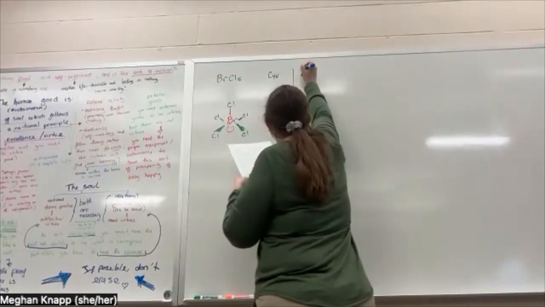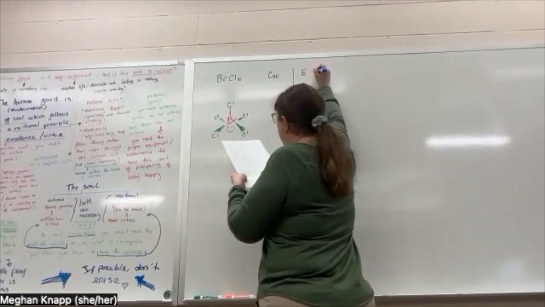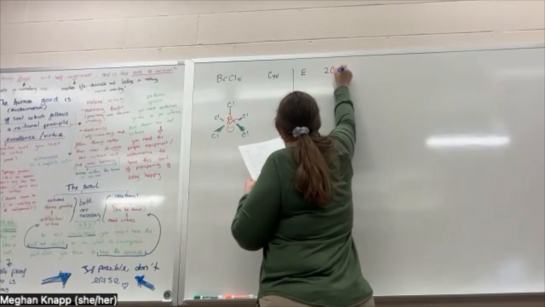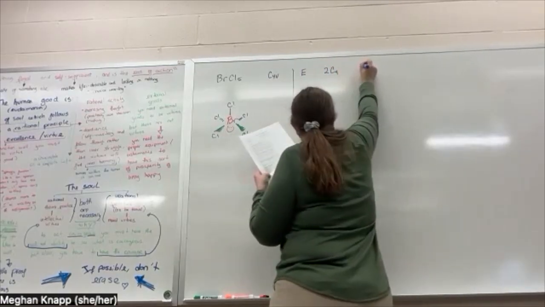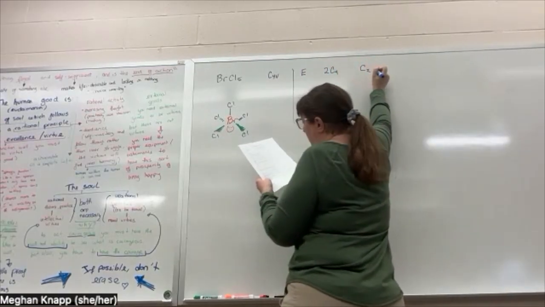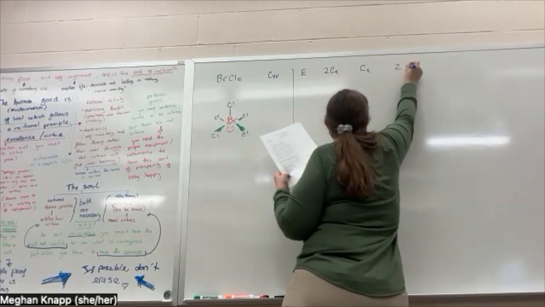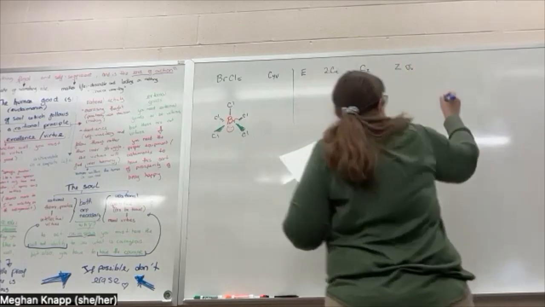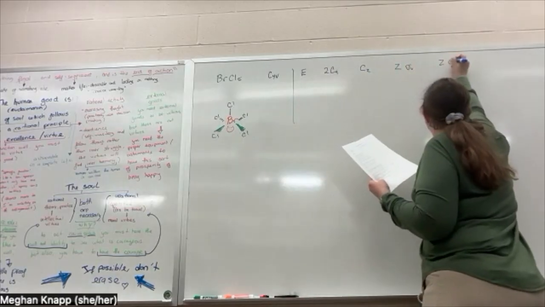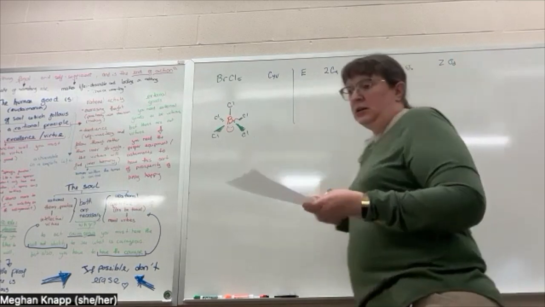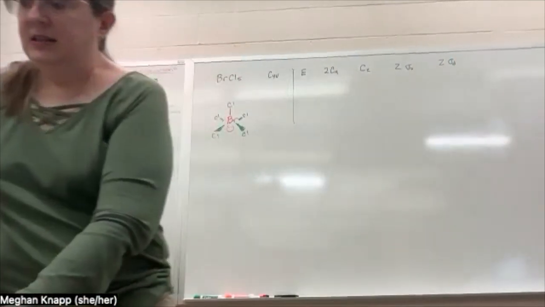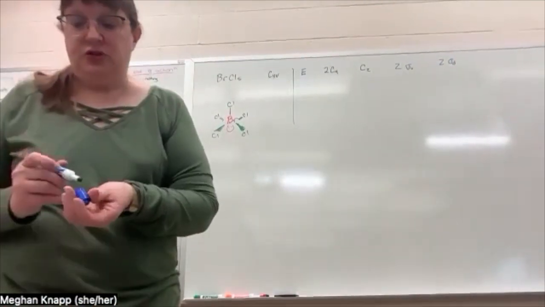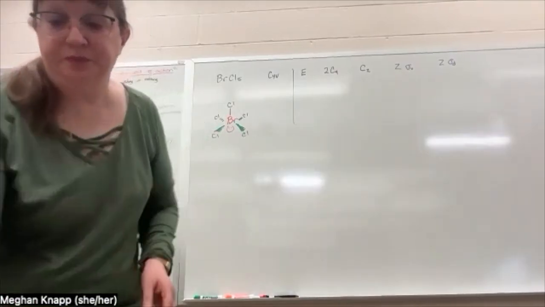So I like to start out with putting the symmetry operations. So we have E, 2C4, C2, 2 sigma V, and 2 sigma D. Now, both V and D are vertical mirrors. So what's the difference between them?